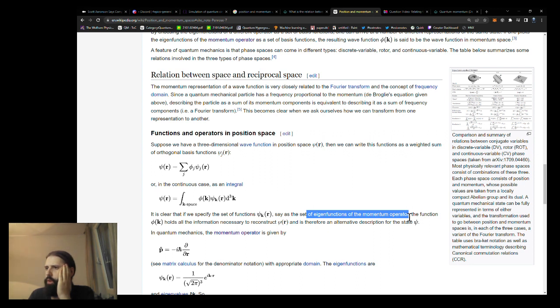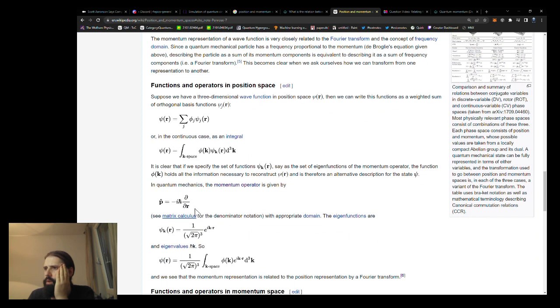the set of functions, say as the set of eigenfunctions of the momentum operator. Why would you do that though? This holds all the functions, and this is for an alternate description of the state psi. This is the momentum operator, and these are all the eigenfunctions.